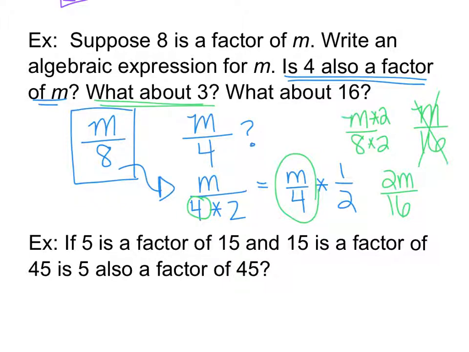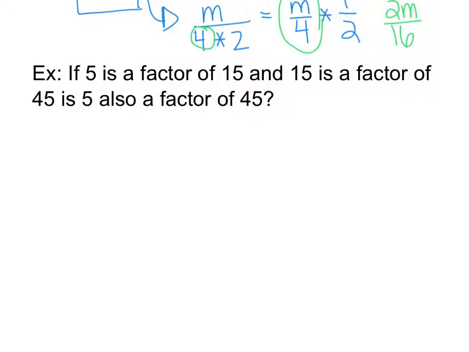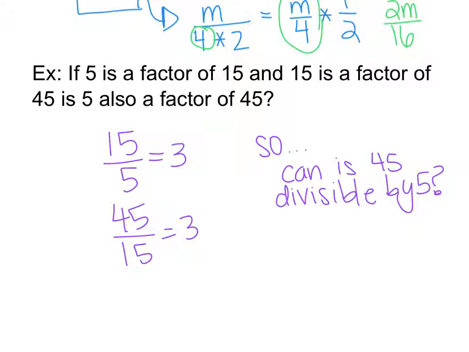All right, let's take a look at our last example here. If 5 is a factor of 15, and 15 is a factor of 45, is 5 also a factor of 45? I want you to pause the video and see if you can figure this one out. Another way to ask this question is, if 15 divided by 5 gives me an integer, 3, and 45 divided by 15 gives me an integer, which also happens to be 3, can I divide 45 by 5 and get an integer? Is 45 divisible by 5?